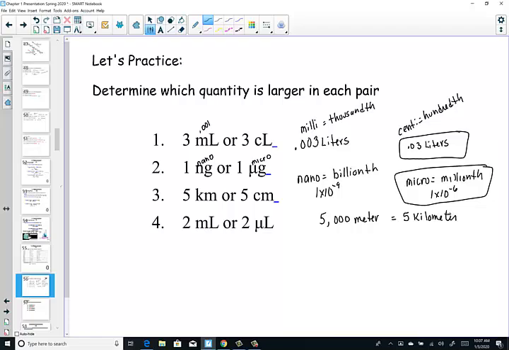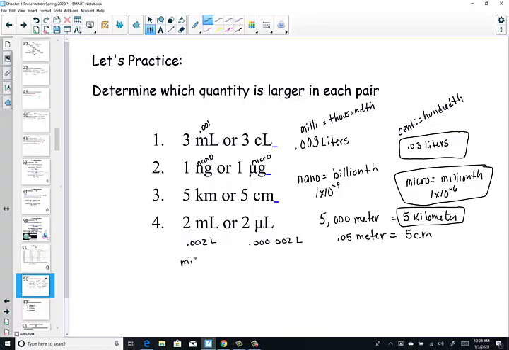And then a centimeter, so a centi is a hundredth, so you would have 0.05 meters being equivalent to 5 centimeters. Clearly we see 5 kilometers as being a much larger number. 5,000 is much larger than 0.05. And the last one, 2 milliliters or 2 microliters. Of course, a milliliter is a thousandth of a liter, and a micro is a millionth of a liter.